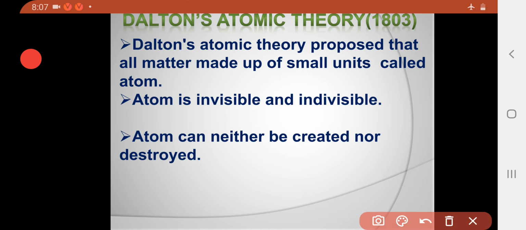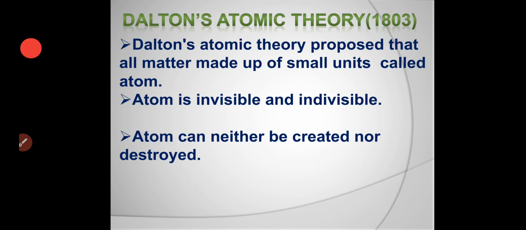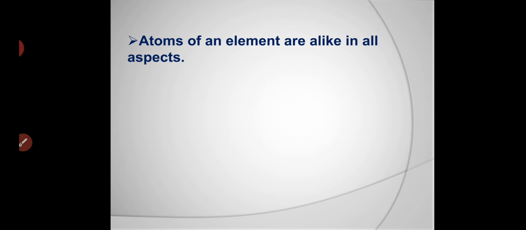What does it mean that the atom is invisible and indivisible? It means the atom is the smallest particle. We can't divide it further. Next he said, an atom can neither be created nor be destroyed. Then again he said, atoms of an element are alike in all aspects.